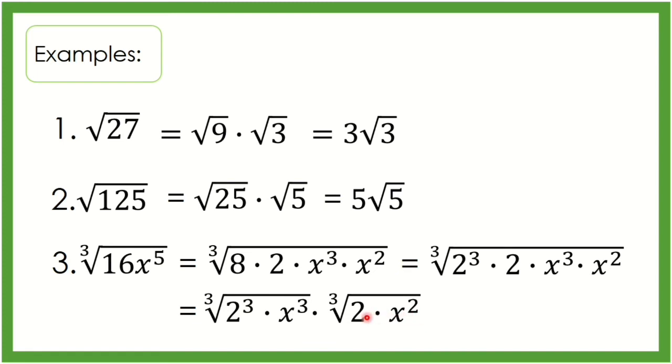Okay, let's simplify. So, kung ang index at saka exponent ay parehas, ang kukunin na lang natin ay yung mga base. So, we have 2 times x, that is 2x. And then, kokopyahin natin itong mga nakahiwalay. Cube root of 2x squared.